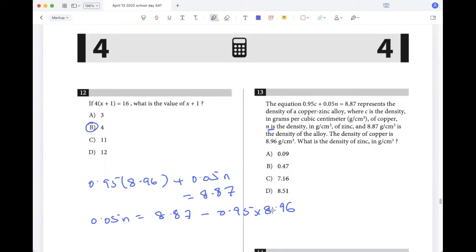into 8.96. Okay, and 8.87 minus that. So that's 0.358. So N will be 0.358 divided by 0.05. So that's 7.16. Okay, so that will be option C.